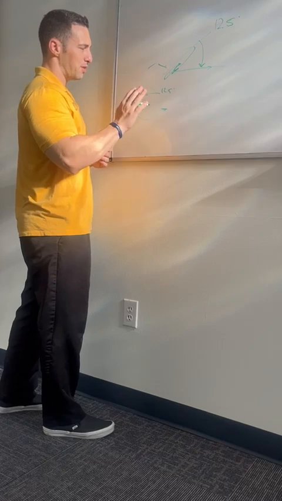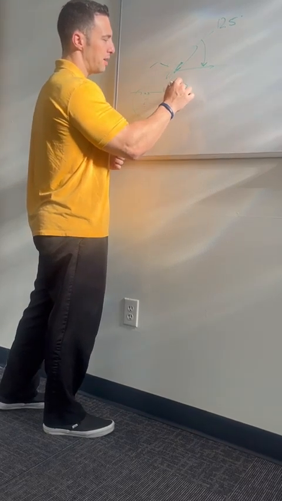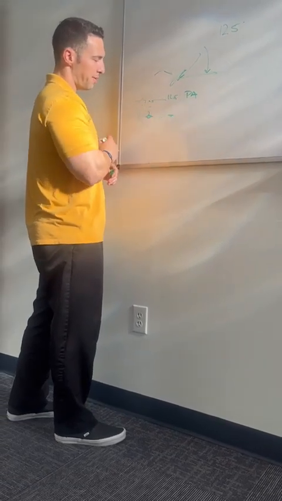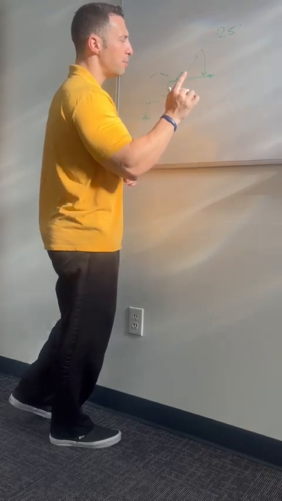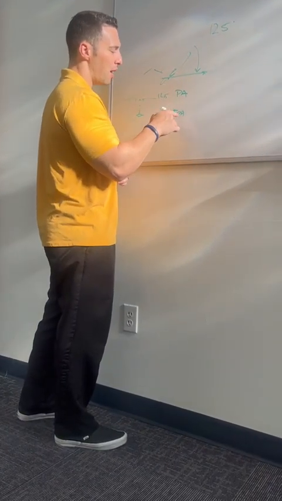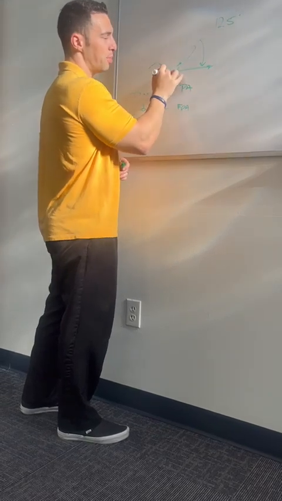So I just want to be clear on something. Pitch attitude is 12.5 PA. My flight path angle, or my flight path vector, is sitting here on the horizon. Why? Because the flight path angle, FPA, does not show me where the airplane's pointed. It shows me where the airplane's going.